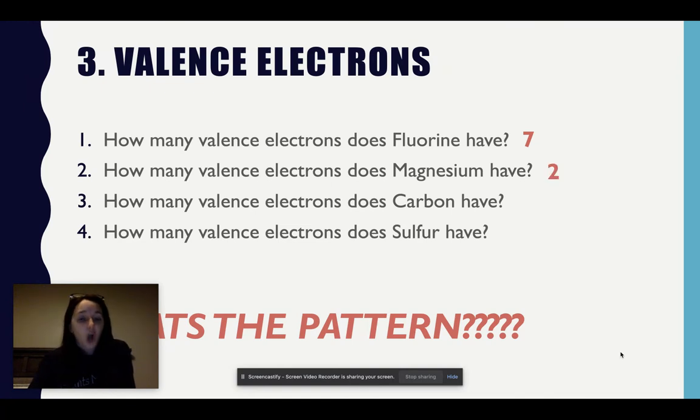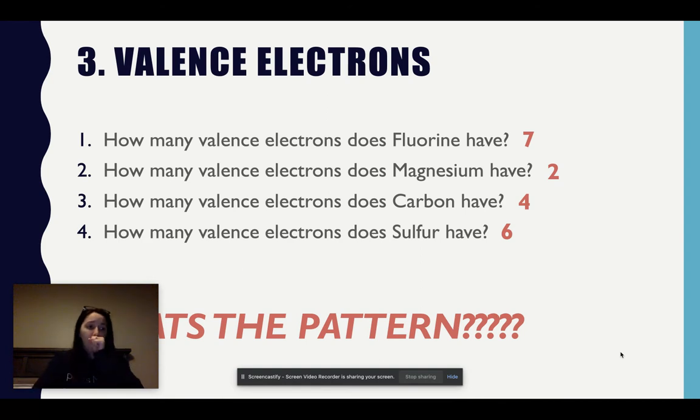Valence electrons for carbon. Carbon has 6. The first ring holds 2. So that means the last ring has to hold 4. And sulfur is a 16. First ring holds 2. Second ring holds 8. So the last ring can hold 6. Do you notice a pattern when we go through this?